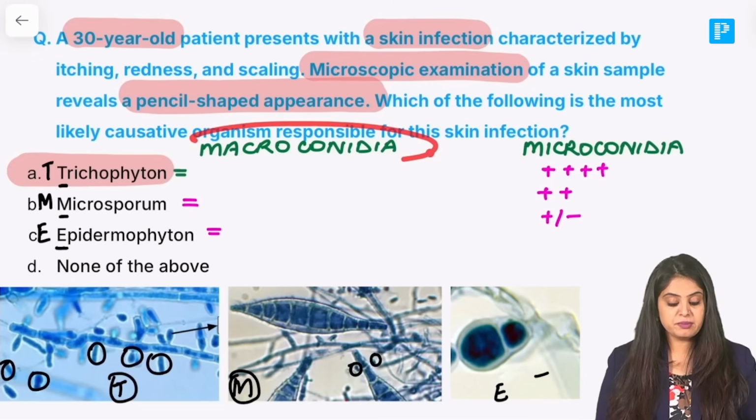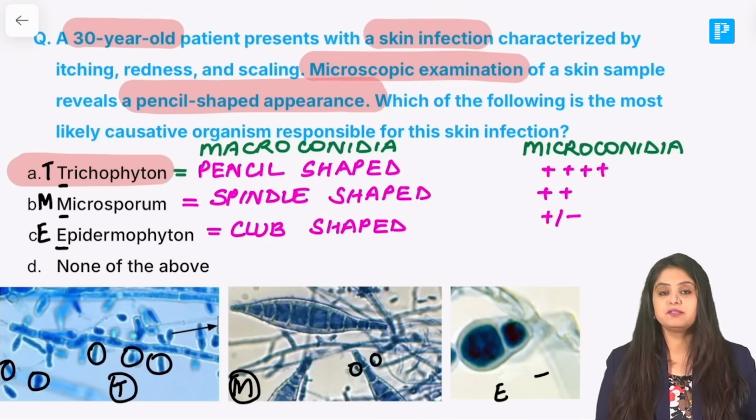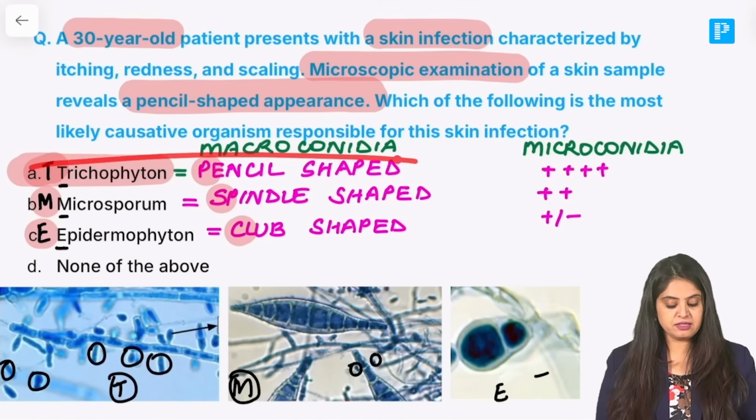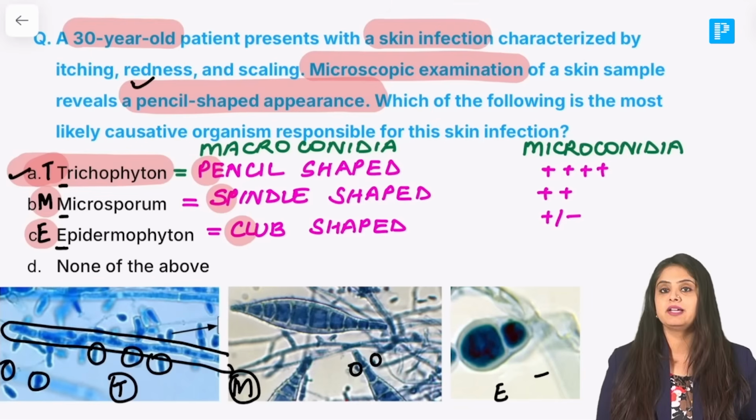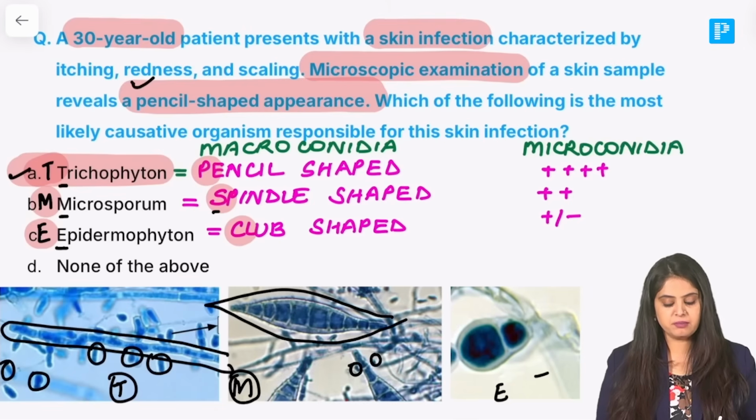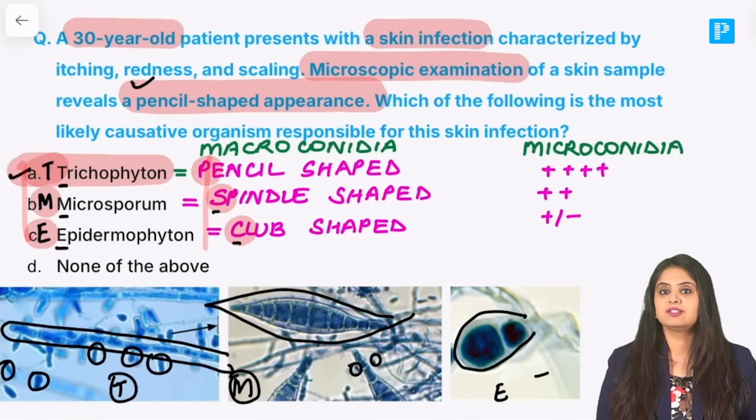Then I will see on the basis of macroconidia, which is learnt as PSC. That is how I said Telegram TME and then my Telegram channel PSC. That is the name of my Telegram channel. So PSC means that trichophyton, the macroconidia, will be pencil shaped, which was written in the question, and that is why this is my answer. In microsporum, it is going to be spindle shaped as written above, and in epidermophyton, it is going to be club shaped. So remember TME, PSC, and your question is solved.